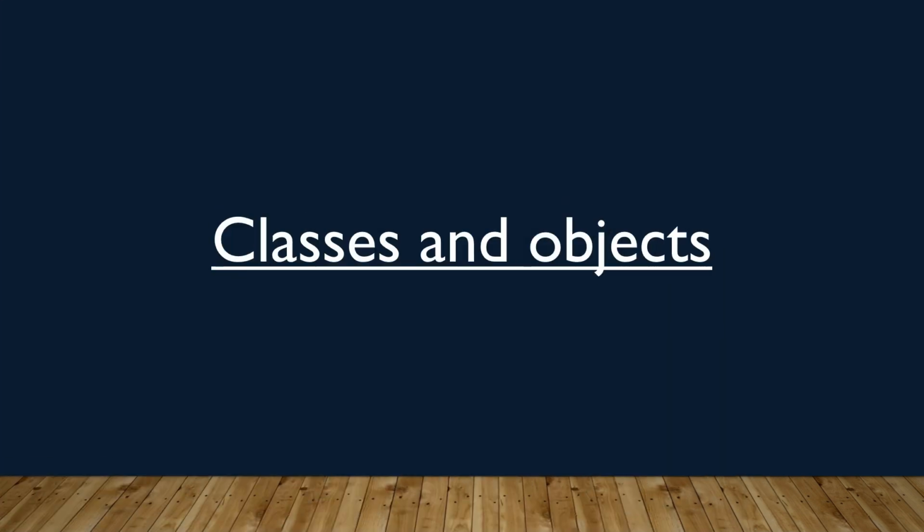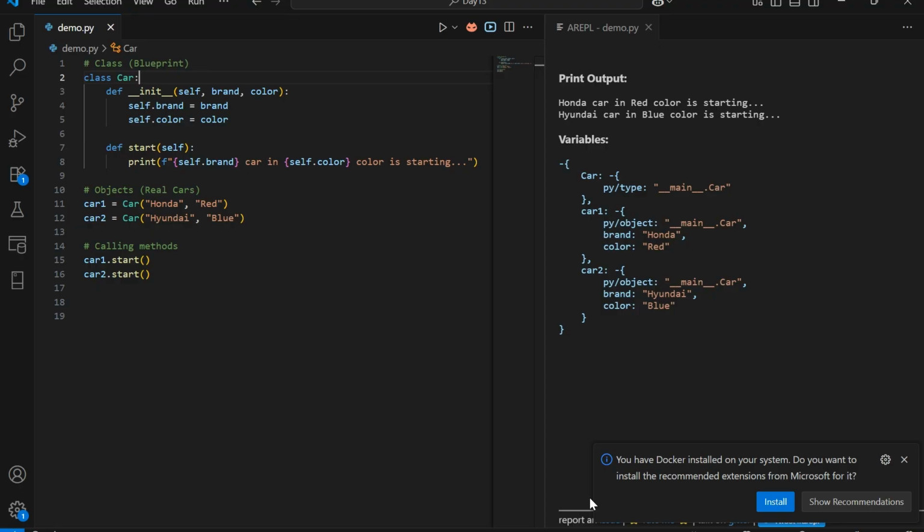Next, let's discuss classes and objects. Think of a class as a blueprint or a design. Let's say you want to make cars, but you don't want to build each car from scratch every time. Instead, you create one class and use it to make many cars as objects. For example, imagine you own a car company. Every car has a brand, color, and an ability to start. Instead of repeating code for each car, we will write one template using a class and create many objects, like a car object for each brand.